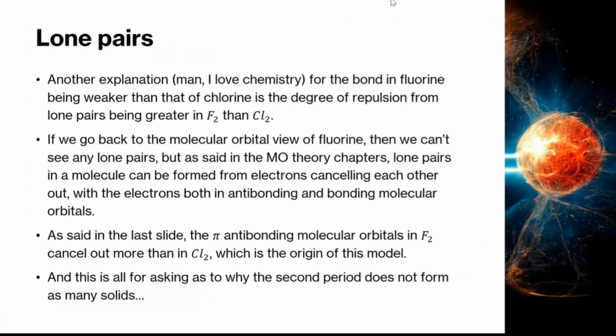In addition to the antibonding effect, we also have something known as the lone pair effect. Basically, what we're saying here is that the degree of repulsion from lone pairs is greater in diatomic fluorine than diatomic chlorine. Now, if we go back to our MO diagram of fluorine, we can't really see any lone pairs, because as said in the MO theory chapters, lone pairs are just thought of as electrons canceling each other out, with the electrons in both antibonding and bonding molecular orbitals.